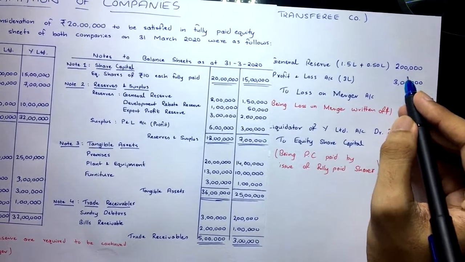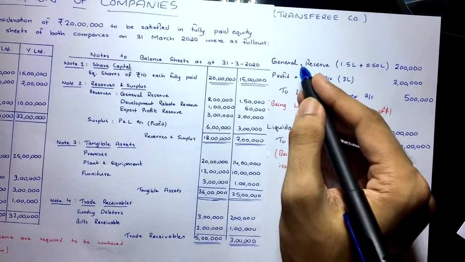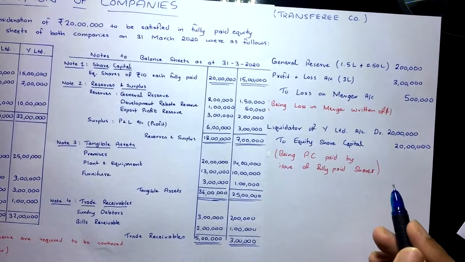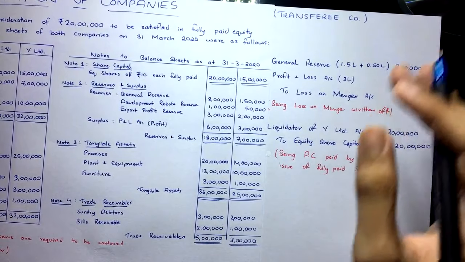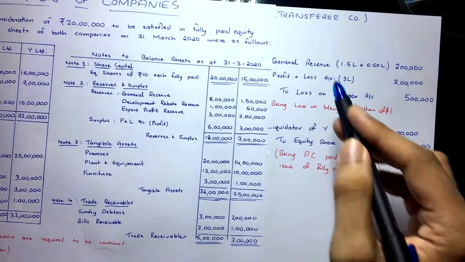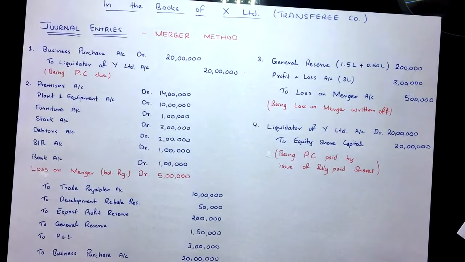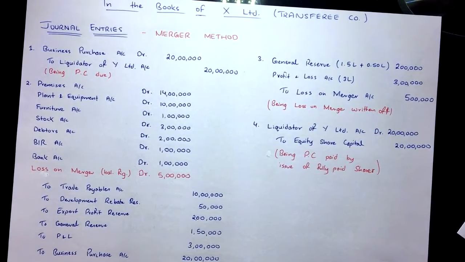Okay. This is what you have to follow. This chronology you have to follow. Understood? First preference general reserve. Second preference profit and loss. Yes. Try using free reserves of the old company first. If it is not enough, use the free reserves of new company as well. Understood? So this is how you have to write off the loss on merger. Okay. Simple, right? Okay. So done.